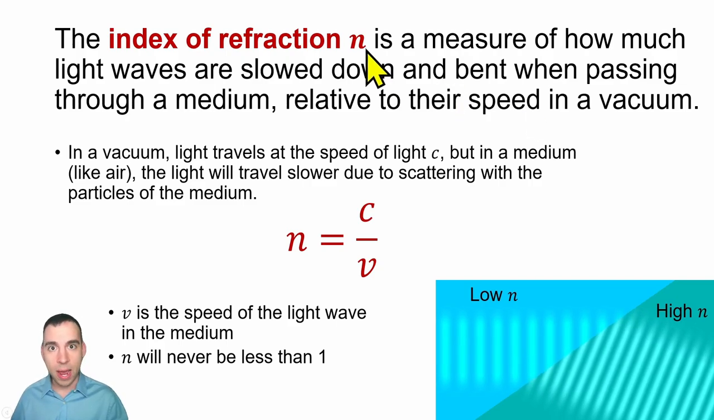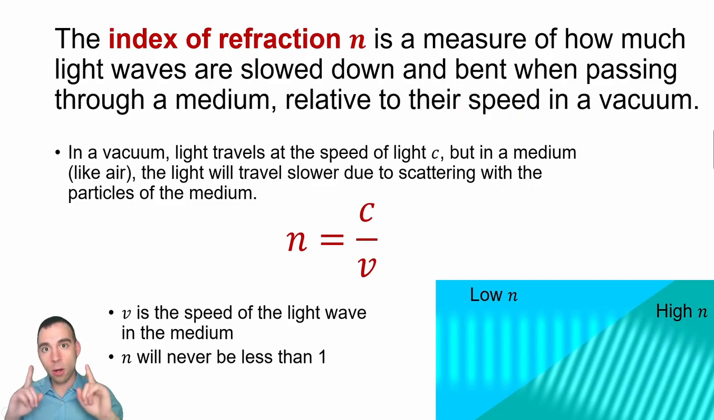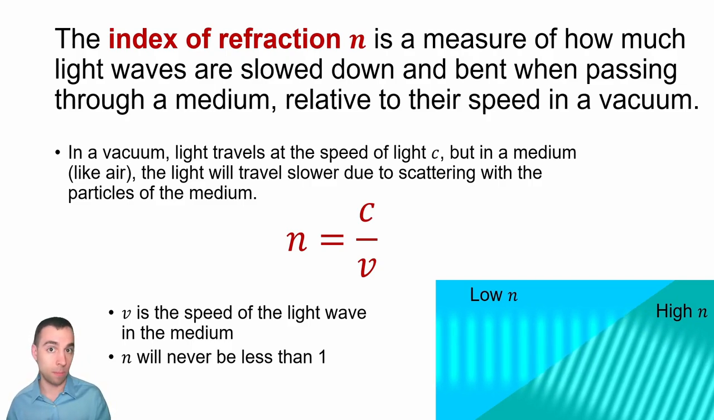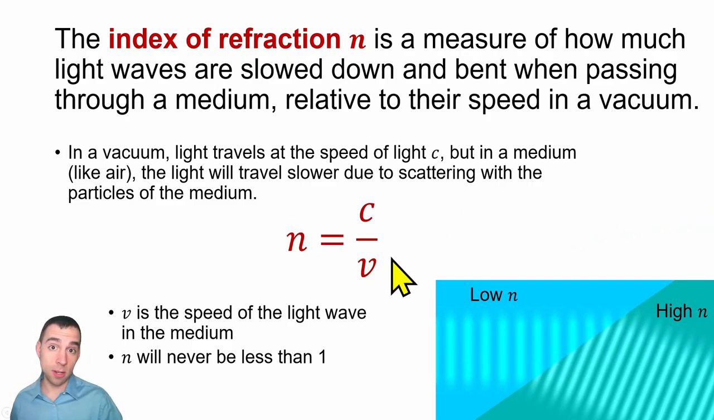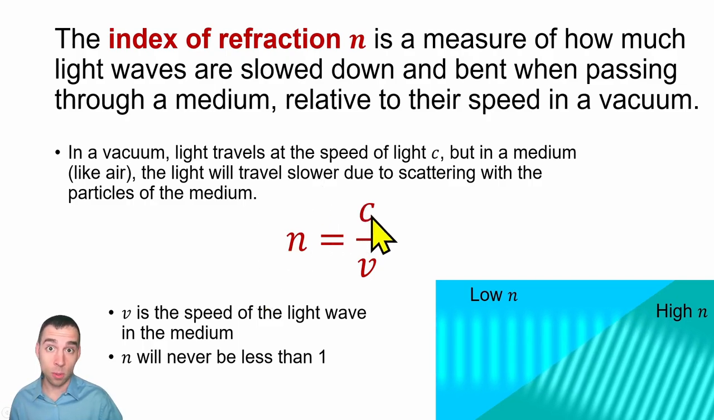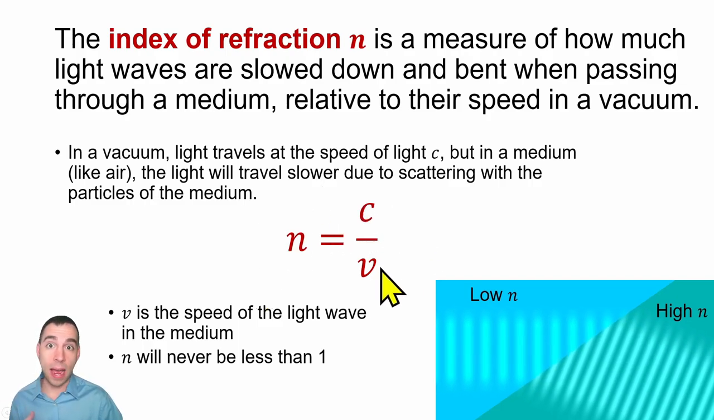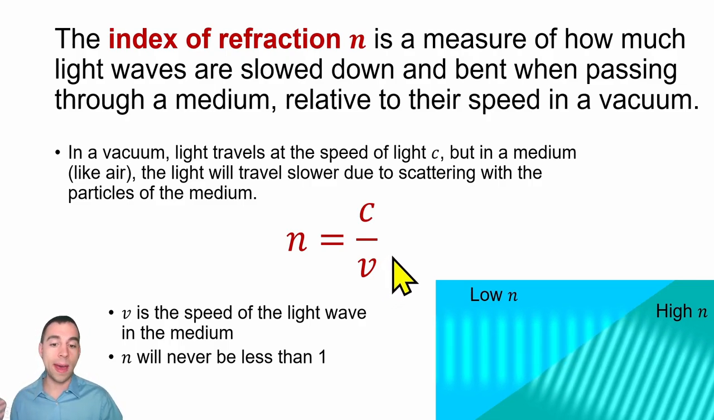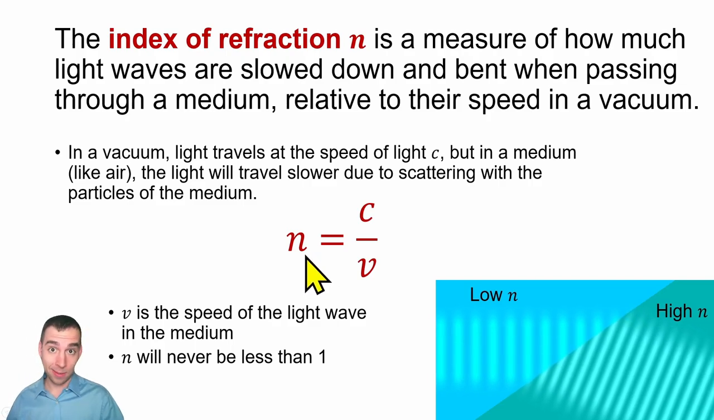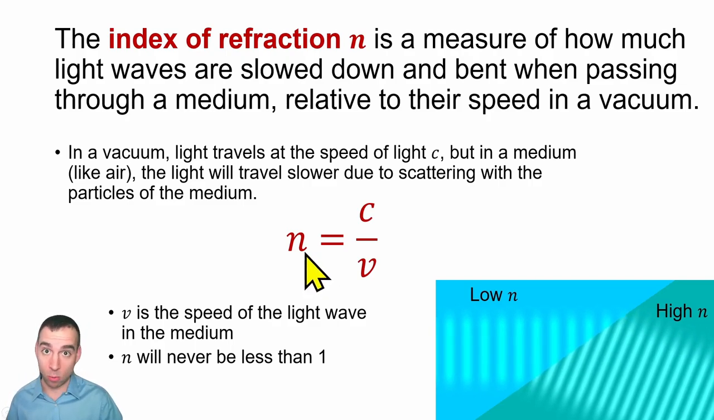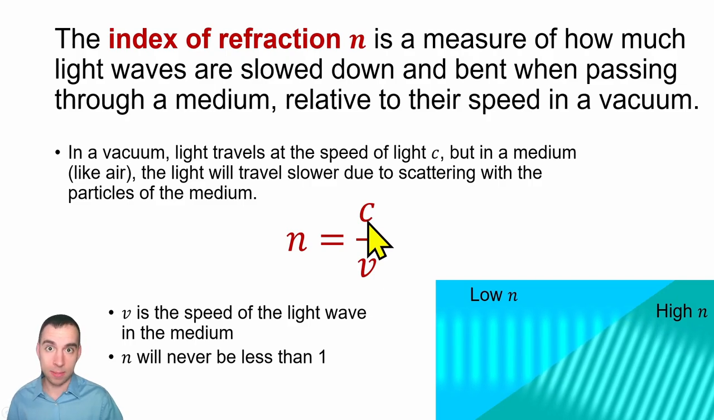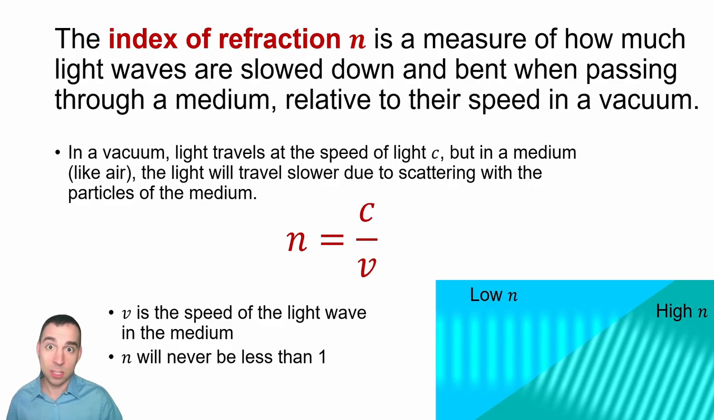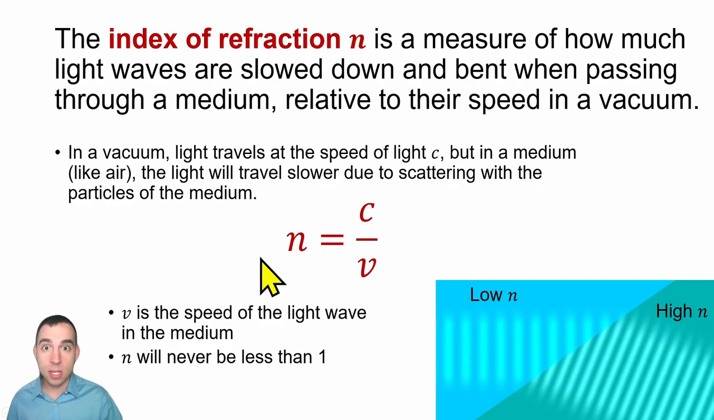We use the letter n to track the index of refraction, and the higher the n number, the slower a light wave will travel through some medium. The index of refraction can be solved for by taking the speed of light in a vacuum, 3 times 10 to the 8 meters per second, and dividing it by the speed of light traveling through that medium. So if you have an n of 1, that would mean that you were in a vacuum, because the speed of light would be 3 times 10 to the 8 meters per second, and the fastest that light can possibly travel is the speed of light, c. So if we had c over c, we would get an n of 1.